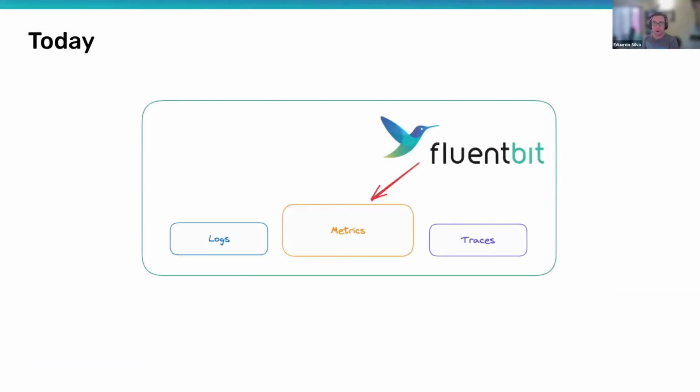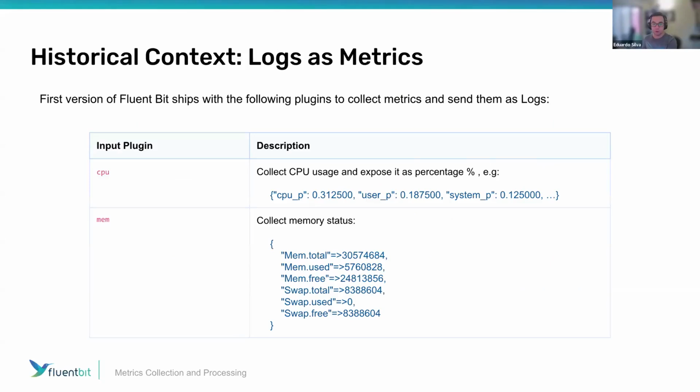Okay, today we are focusing on metrics with Fluent Bit, everything around collection and processing. I know that most of you might be users of Fluent Bit, but I always assume there are people who don't know about the project, so we try to do a quick intro. As part of the historical context, when Fluent Bit was created, one of the first plugins were not to ship logs. Actually, they were to collect metrics from the Linux system at that time, for embedded Linux systems.